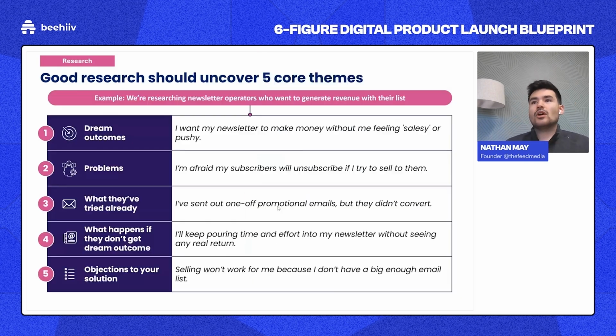So overall, in your research process, this is part 1 with surveys. We'll talk about part 2 in a second. But good research should leave you with answers about 5 things. Number 1 is the person's dream outcome. Number 2 is problems, what they've already tried, what happens if they don't get the dream outcome, and then number 5, objections to what your solution might be.